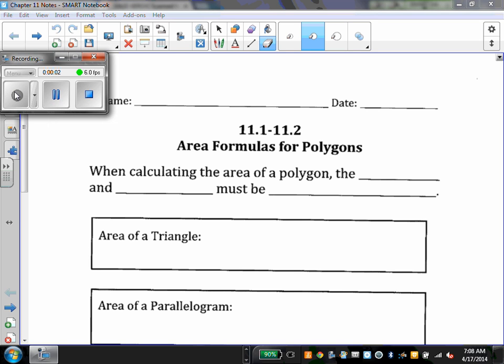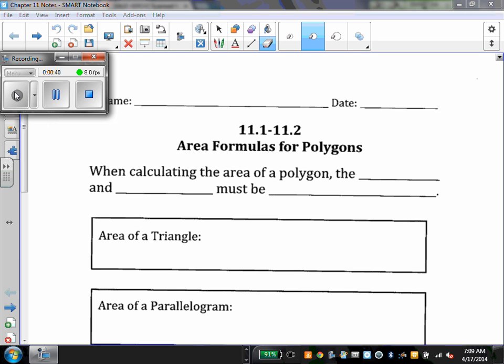Alright everybody, welcome to the first of two videos that are going to cover sections 11.1 to 11.2 or anything like that. Section numbers may have changed, but the topic of the video is area formulas for polygons. There are going to be two videos for this. One of them is going to go through the formulas themselves, and the second video is going to go through examples of using those formulas and how we can use them to find values in problems. So let's get started with the formulas themselves.